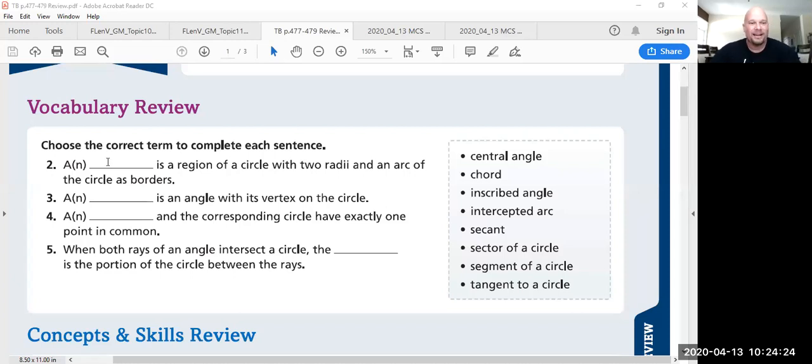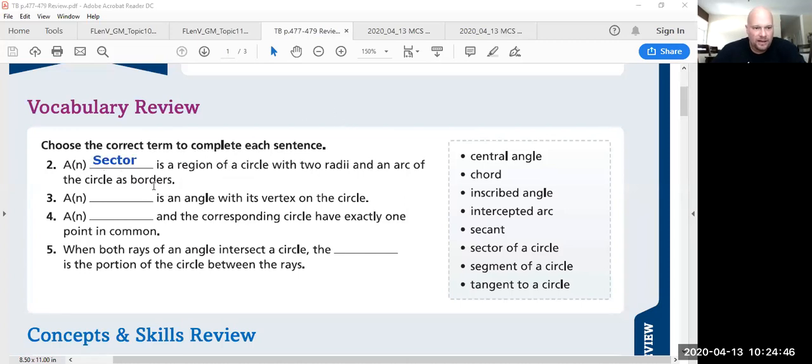So on here, if we have a region of a circle with 2 radii and an arc as the 3 parts of the border, kind of looks like a piece of pizza. That's what we call a sector of a circle. So this part here is a sector of a circle. All right.